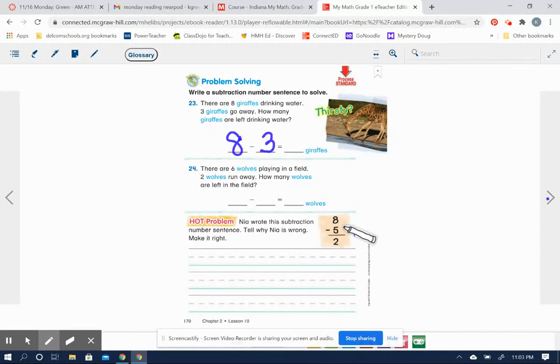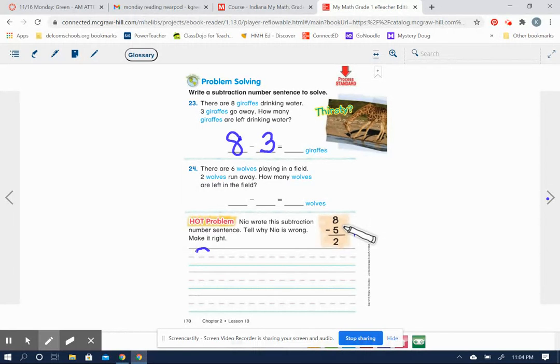And here's their hot problem. Nia wrote this subtraction number sentence. Let me back up and reread that. Tell why Nia is wrong. She wrote 8 minus 5 equals 2. Is that right? No. They said it was not right. So we have to tell why she's wrong, and then we have to make it right. Did she subtract correctly? No.